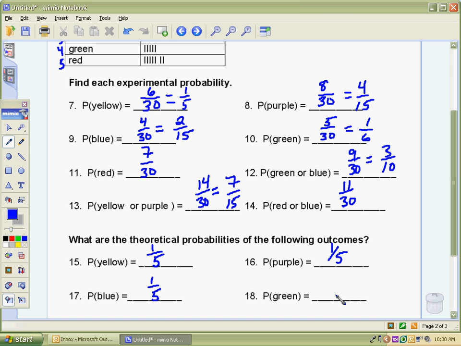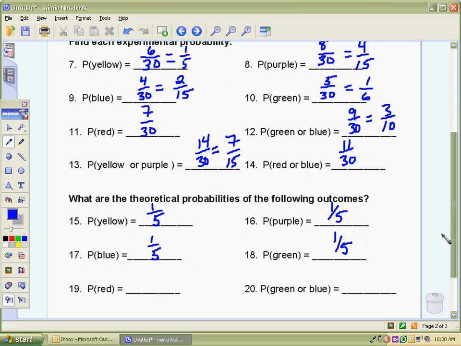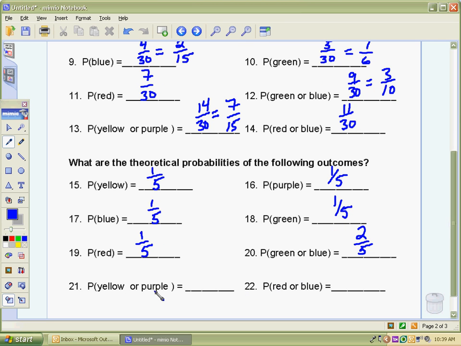Because theoretically, if you spin it around, what you would expect is to hit that color once, and so it will be 1 out of 5. Probability of getting a green, 1 out of 5. Number 19, 1 out of 5 getting a red. Number 20, a green or a blue. Well, there are 2 possible chances there, so that would be 2 out of 5. Yellow or purple, again, 2 out of 5. Number 22, probability of red or blue, again, 2 out of 5.